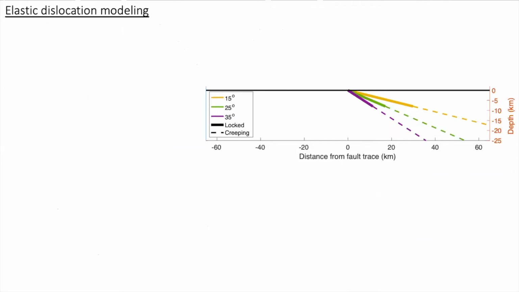Taking that same profile, we can now do 2D planar dislocation models. And the goal for doing these is that we can focus in on how parameters of the Mayu fault, like dip, slip rate, and locking depth, actually affect the fit to the data.